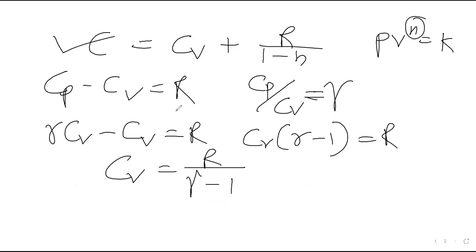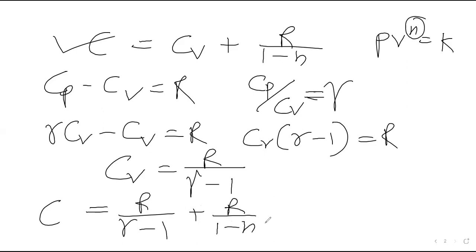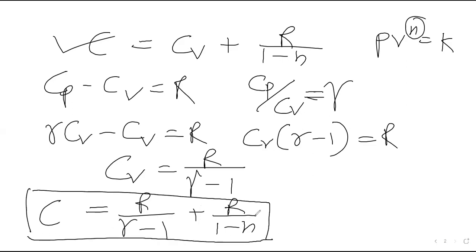So in this particular relation, whatever we already derived, I'll just replace Cv with R upon gamma minus 1, and I'll get the molar specific heat of the gas in the polytropic process as R upon gamma minus 1 plus R upon 1 minus n. This is the final answer, what is expected. LCMs and all, you can take it, you can simplify this particular expression. You can show your skills if you want. That's the further story. But let's stay over here.